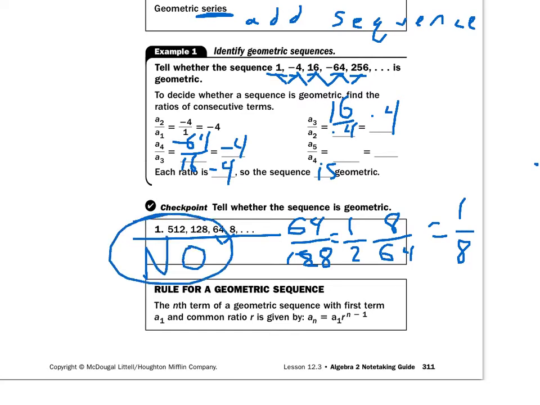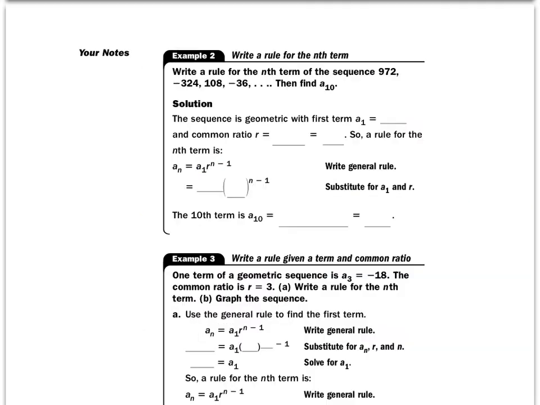All right. The rule for a geometric sequence: a sub n equals a sub 1, the first term, times r, my constant multiplier, to the n minus 1 power. So I'm going to use that information to write a rule for the nth term of a sequence. And here's the sequence. 972, that's a sub 1.